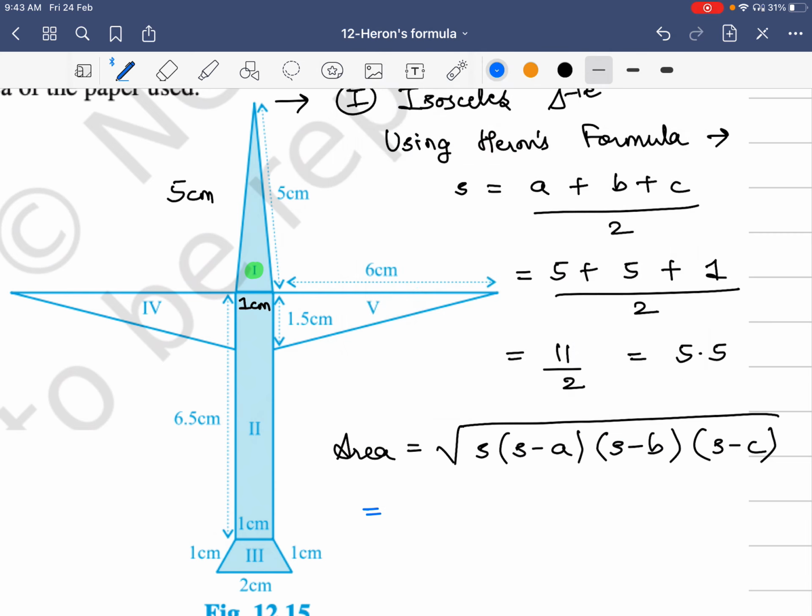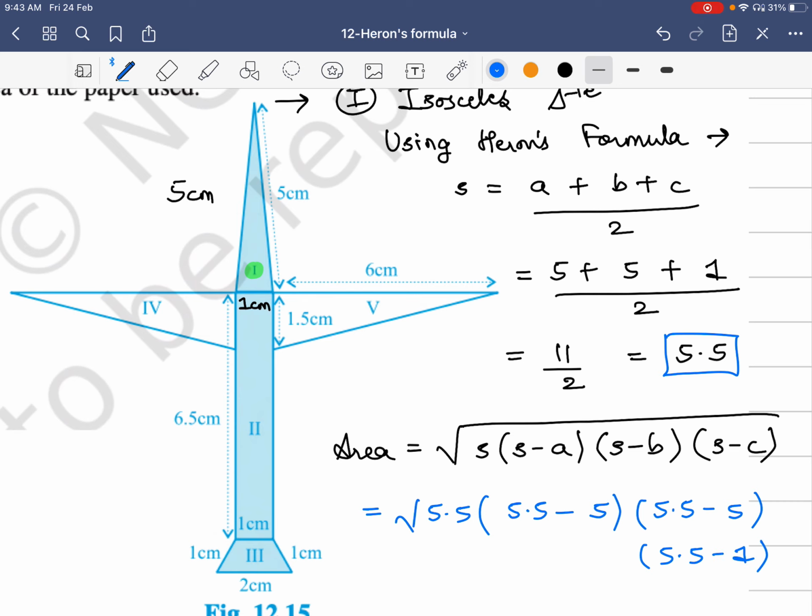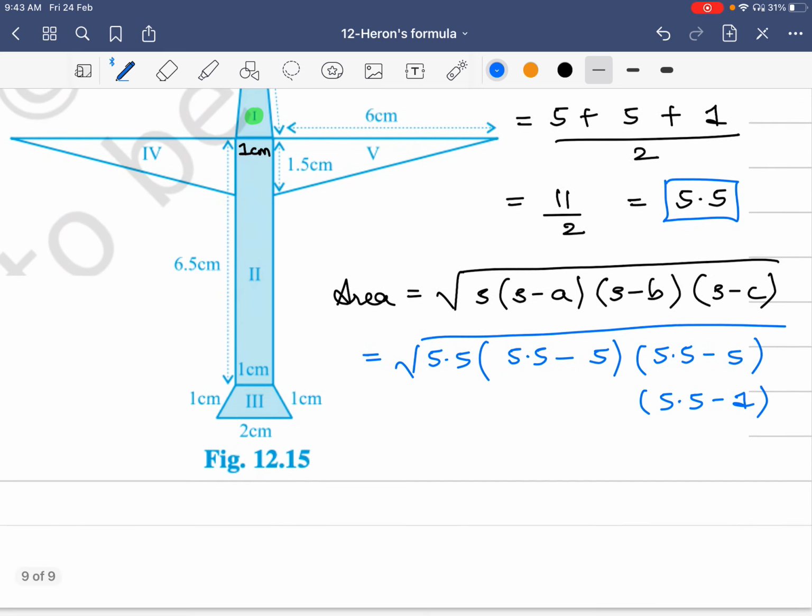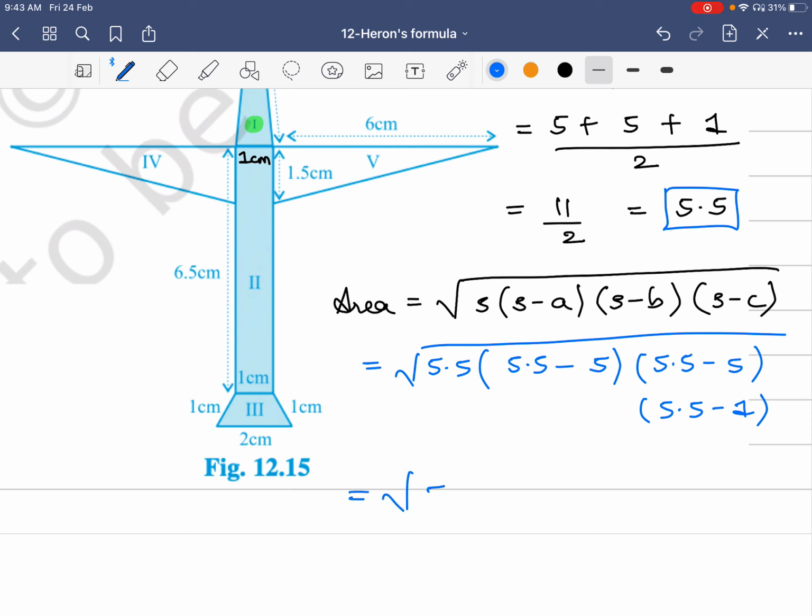Fine. So that is equal to the square root of S, which is 5.5, into 5.5 minus A, which was 5, and 5.5 minus B, which was also 5, and then 5.5 minus 1, and the square root of this whole thing. So that is equal to square root of 5.5 into 0.5 into 0.5 into 5.5 minus 1, which is 4.5. So this will be 4.5, and the square root of this whole thing.